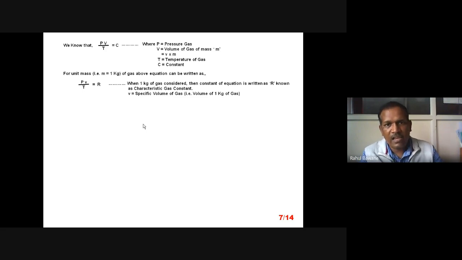Now each gas has its own value of characteristic gas constant. If it is argon, the R value is different. Helium, R value is different. Carbon dioxide, R value is different. CO, R value is different. So each gas has its own characteristic gas constant value.